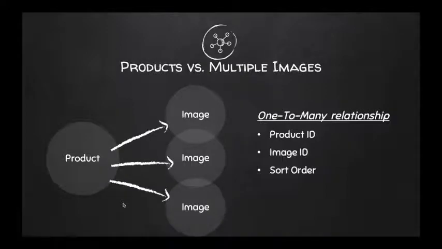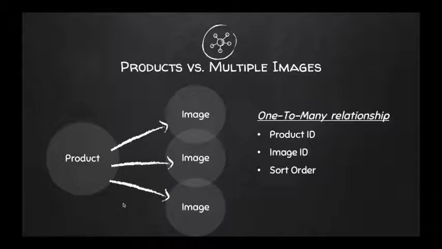Products versus multiple images. So now our one-to-many relationship. We have a product with multiple images. So here we would want to define a different type of grouping or different type of category, where we define a product ID and an image ID, and I throw this extra one in because I've run into this more times than not, a sort order.